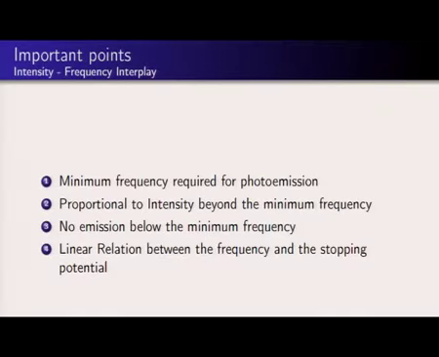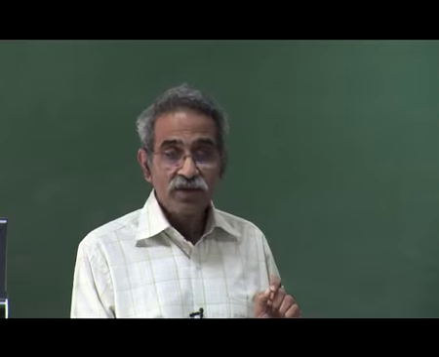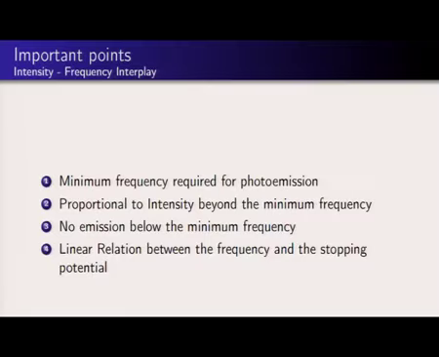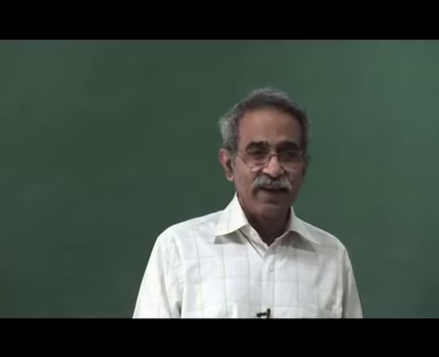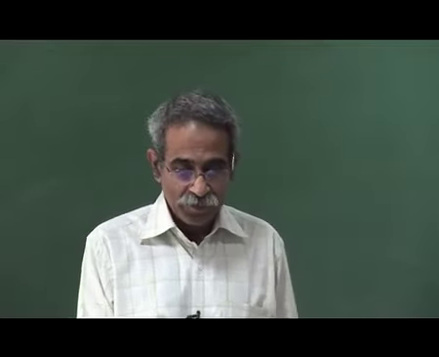So whatever I told you in words, I have collected again in this particular slide. These are the important points. And basically what we are going to look at is universality coupled with the interplay between the intensity of the radiation and the frequency of the radiation. So here is point number one. First of all, we notice you take any metal, there is a minimum frequency that is required for photoemission. If the frequency is less than that minimum frequency, the threshold frequency, you can keep on increasing the intensity, but no photoelectron will be emitted. That is an experimental observation.